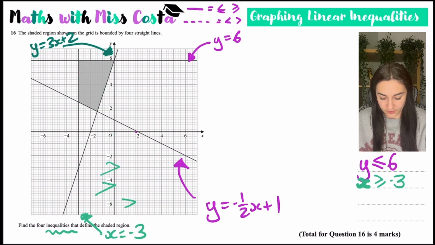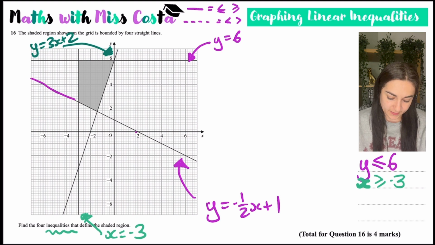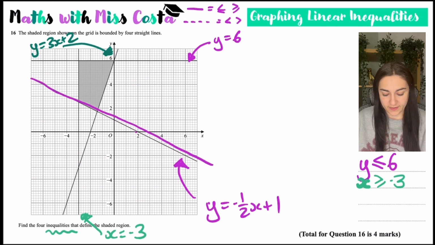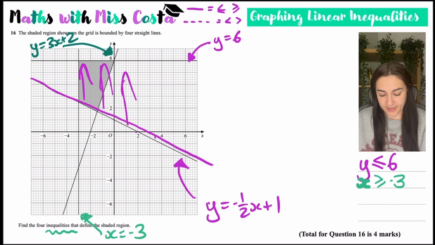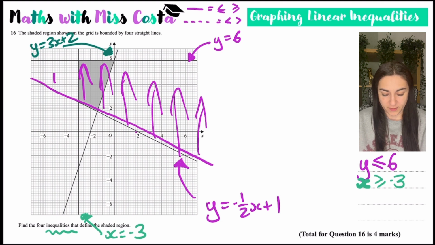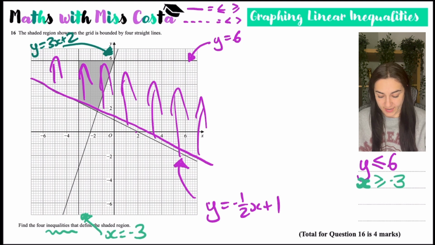I then can do my next line, my diagonal. So if I do this line here, I look at the inequalities that are satisfied, and they are all above the line. So that must mean the y values are greater than or equal to. So I'm going to say y is greater than or equal to -1/2x plus 1.